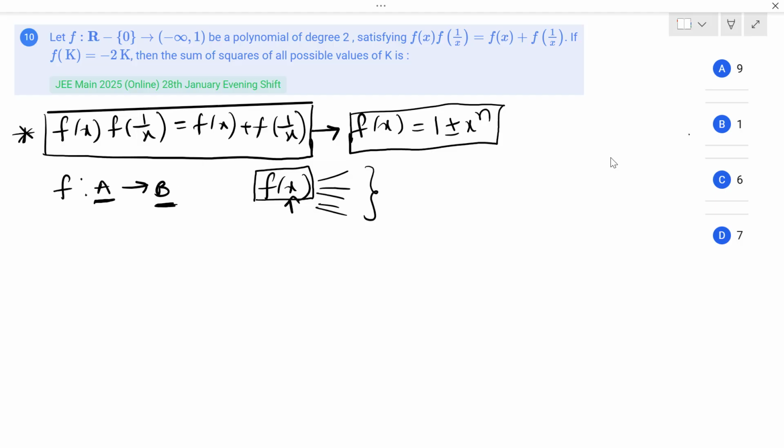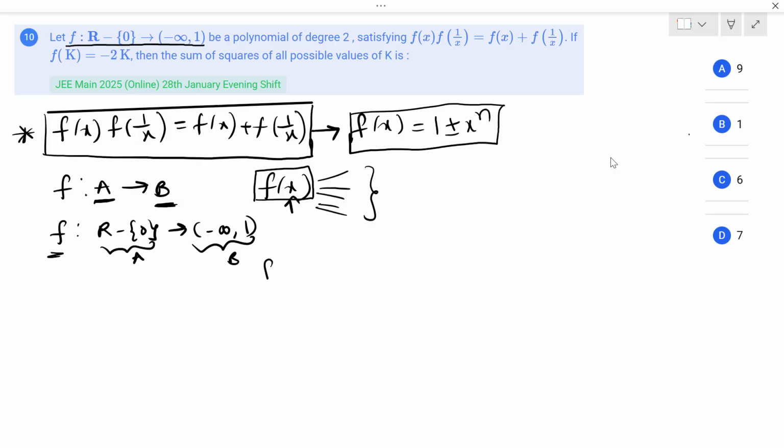That is clear. Why are you explaining all this, sir? Basically, to understand whether I will get plus or minus in f of x, how I should choose plus, how I should choose minus, I am explaining all these concepts. If you see the first line of the question, he has given f maps R minus 0 to minus infinity to 1. So this is capital A, which is the domain. This is capital B, which is the codomain of the function. So what is the domain? You can put every real number except 0, that is the domain. What is the codomain? Minus infinity to 1 is the codomain.